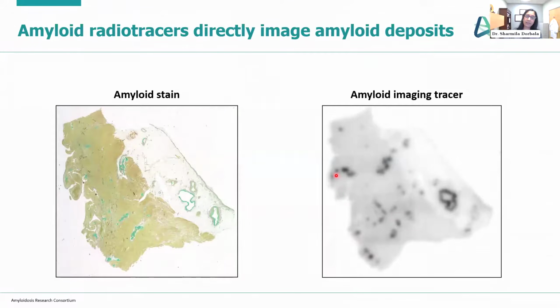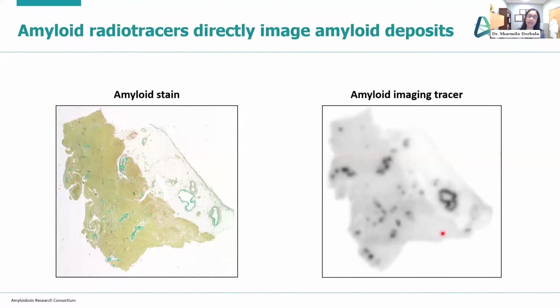So look at the radio tracers, coming back to the nuclear method again. The same heart section that you saw earlier, blue-green is amyloid. Here on the right side, we took this slide and soaked it with an amyloid imaging radio tracer. And you can see the radio tracer, when we wash the slide, it's only sticking to the areas where there's amyloid.